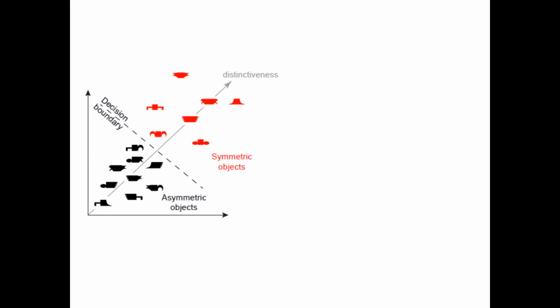Okay, so if this is really the case, then we thought, if you want to decide if an object is symmetric or not, you could just measure the distance of that object from all other objects. And if the distance is large, you'll say it's symmetric. If the distance is small, you'll say it's asymmetric. So this is a prediction that we made.